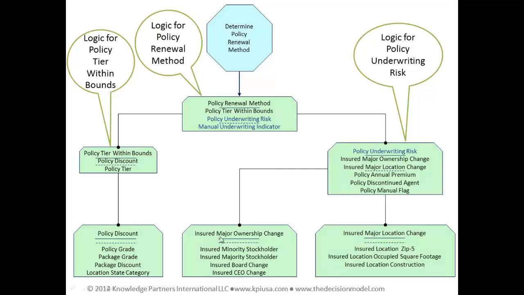So on the next page, here we have our policy underwriting risk on the right-hand side, and we have major ownership change and major location change. And we, again, ask them what kind of conditions go into here. And since all of these are below this dotted line, we know that all the data comes to us from raw data, and this entire decision model is now complete.